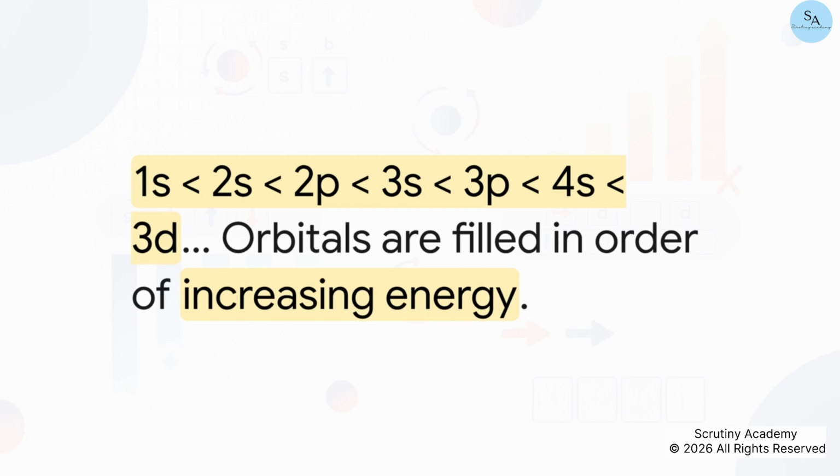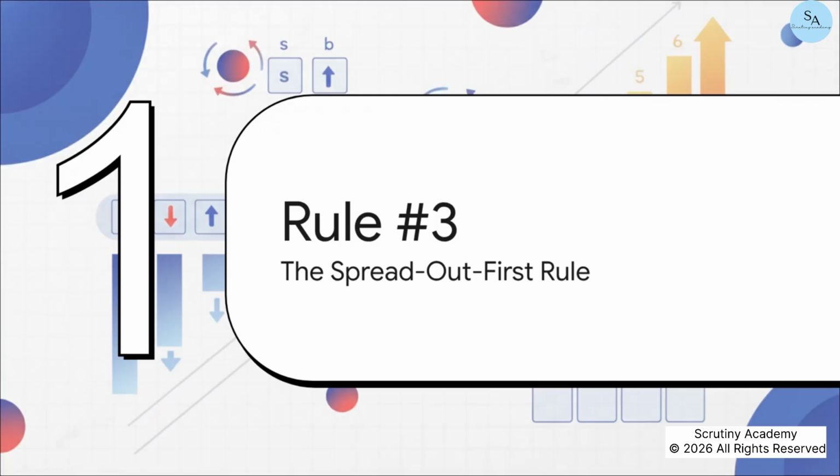Why? Let's check our rule. For 4s, n is 4 and l is 0, so the sum is 4. For 3d, n is 3 and l is 2, so the sum is 5. Since 4 is less than 5, 4s has lower energy. The rulebook is crystal clear. This is the order you've got to memorize. All right, we've got our capacity rule, we've got our filling order rule. Let's move on to the final rule.